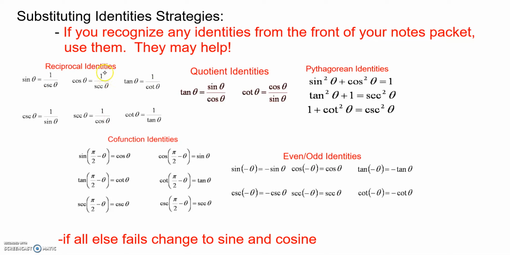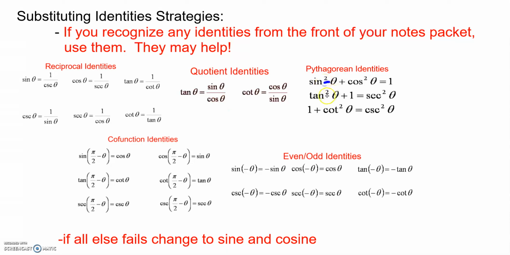So the reciprocal identities. If you see something like 1 over secant, maybe replacing it with cosine would help you. If you see sine over cosine, replacing that with tangent, or if you see tangent and you think it would help you to replace that with sine over cosine, that could be useful.